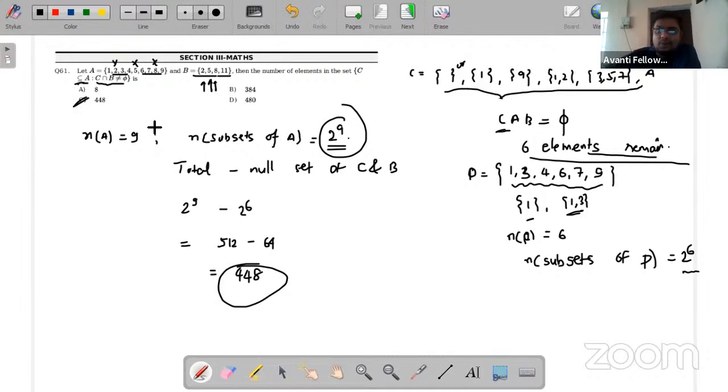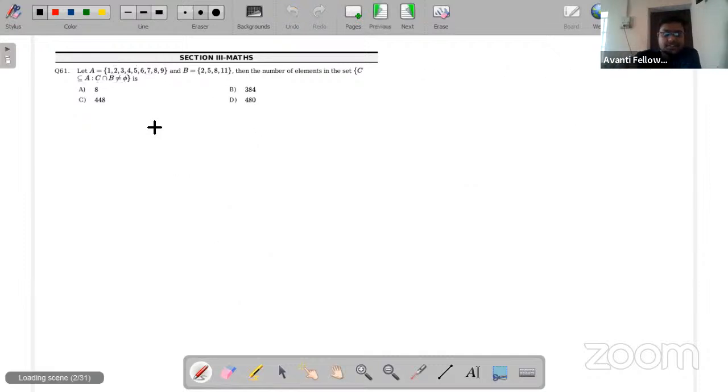Clear? I hope you have understood this idea. What is the main thing here we have done? We have found the total number of ways and we have removed all those cases where C intersection B is a null set. Means basically we have used the contradiction method, right, which we have generally used in PNC type of problems. Okay, so now we'll move on to the next question.